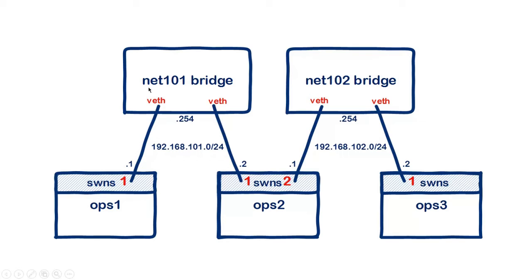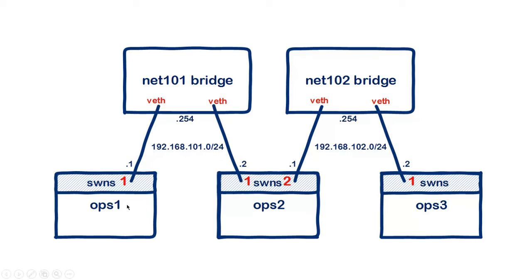So at the Linux networking level, we have two networks that docker network creates, and that is actually two Linux bridges, net101 and net102. Then we have these virtual Ethernet interfaces which are connected from the Linux bridge down into the containers. What we need to do is move those into the OpenSwitch namespace, and then the OpenSwitch nodes will be able to communicate across these veth pairs.